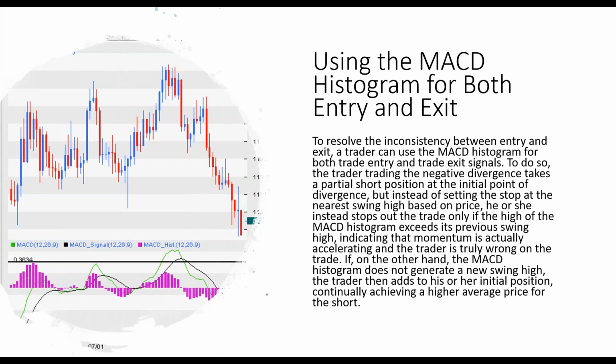trade exit signals. To do so, the trader trading the negative divergence takes a partial short position at the initial point of divergence, but instead of setting a stop at the nearest swing high based on price, he or she instead stops out the trade only if the high of the MACD histogram exceeds its previous swing high, indicating that momentum is actually accelerating and the trade is truly on the wrong side of the trade. But on the other hand, if the MACD histogram does not generate a new swing high, the trader then adds to his or her initial position, continually achieving a higher average price for the short.